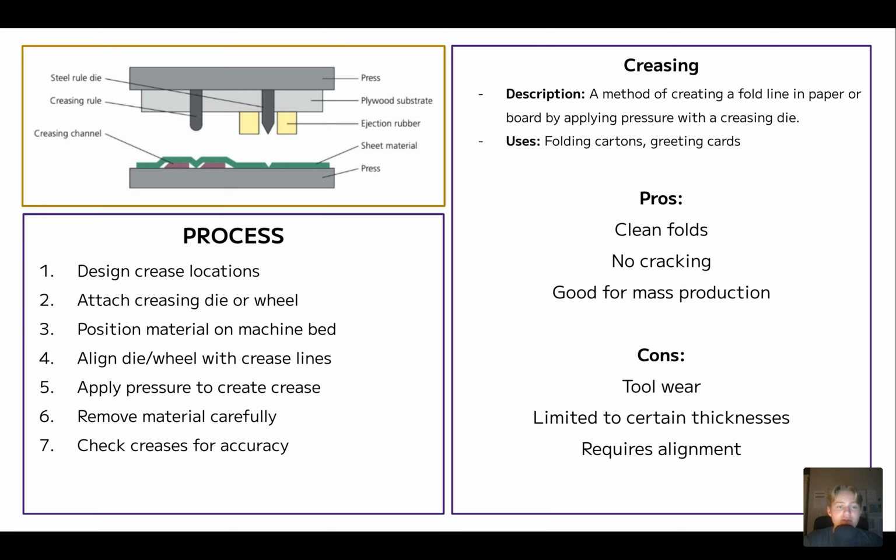You'd position the material on the machine bed. You'd align the die with the crease lines. And then you'd apply pressure to create the crease. Now, you could apply pressure by saying you'd operate a hand crank with a clamp on it, or using an electronic or hydraulic, electronically controlled press. You then remove the material carefully. You would probably say press, not clamp. And then you check your creases for accuracy.